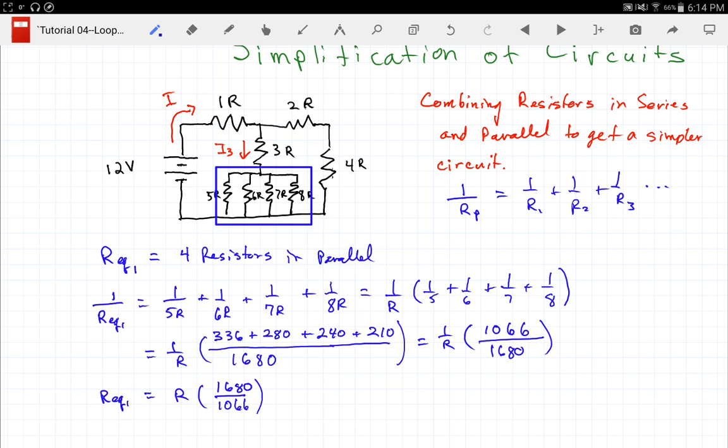I'm going to leave it like, actually, no, I'm going to go ahead and convert that right now to a decimal value. I'll keep 4 decimal places, 5 digits. Equals R times 1.5760. So that's the value for the R equivalent 1.